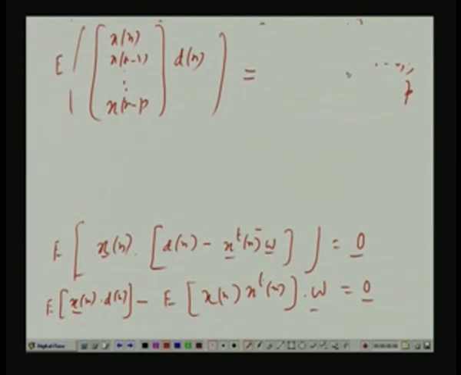Usually the notation in the book uses small p, but I have already used a p here as the order. So what I do, maybe I put capital P. This is a vector, mind you, capital P, cross correlation vector. What is x n into x transpose n? That will give rise to actually the correlation matrix.